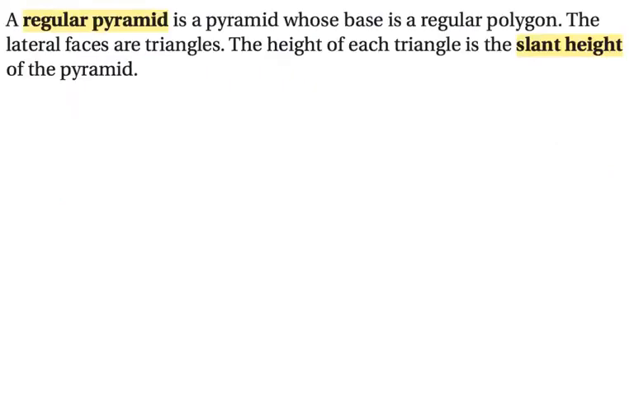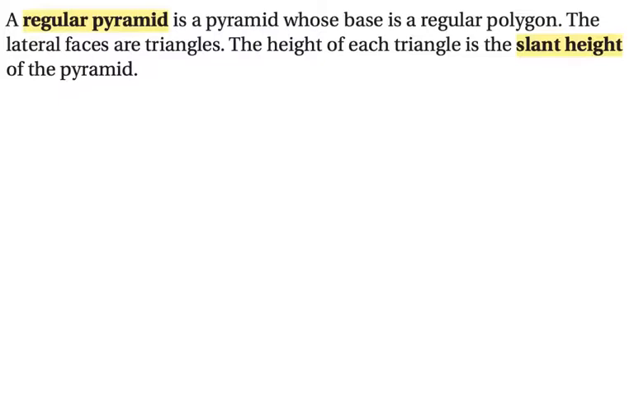First things first, we will predominantly be focusing on something called a regular pyramid here. A regular pyramid is a pyramid whose base is a regular polygon. The lateral faces this time are triangles. In our last lesson on prisms, the lateral faces were rectangles. The height of each triangle is something that we call a slant height of the pyramid, and that'll make more sense when you see a picture here in a little bit.